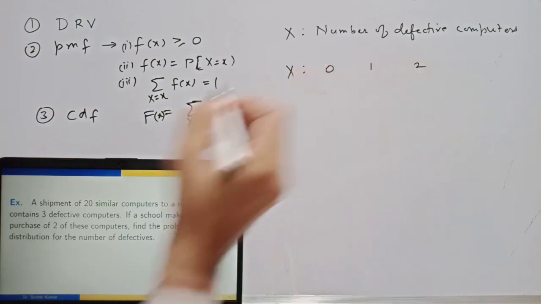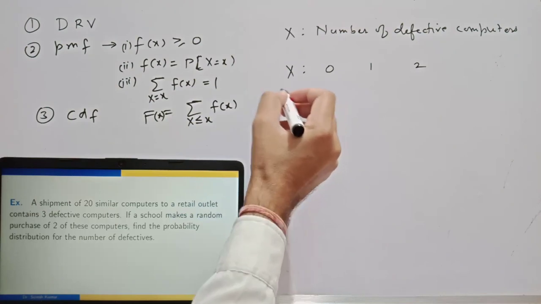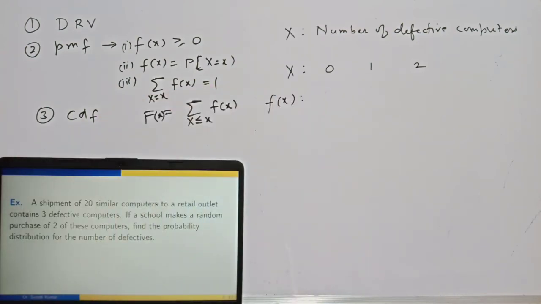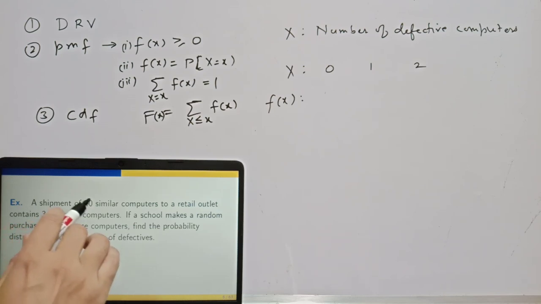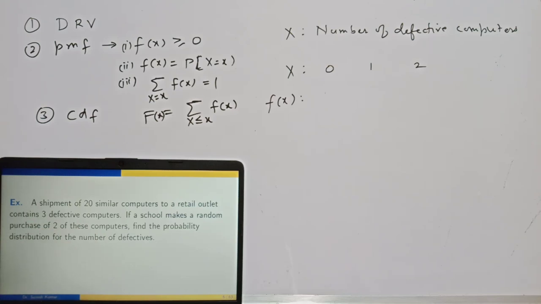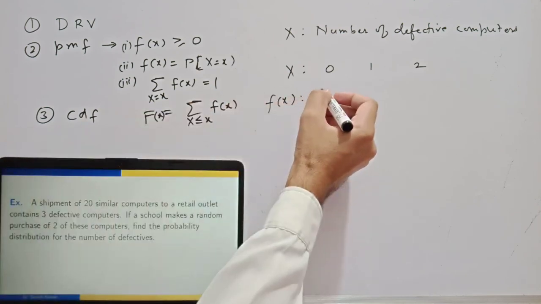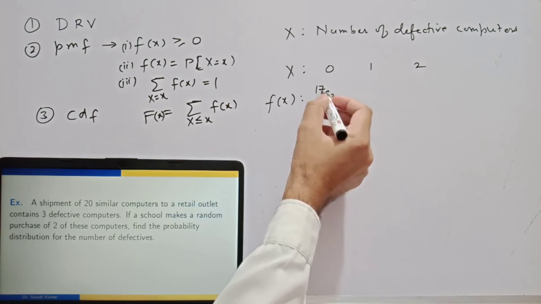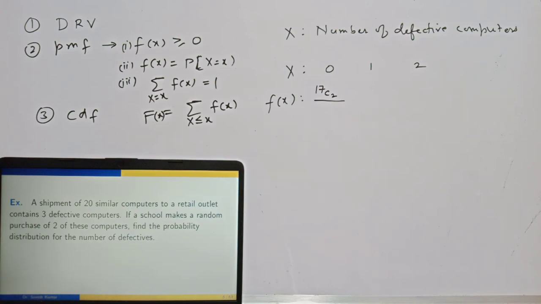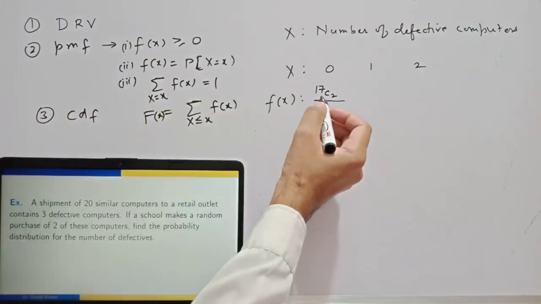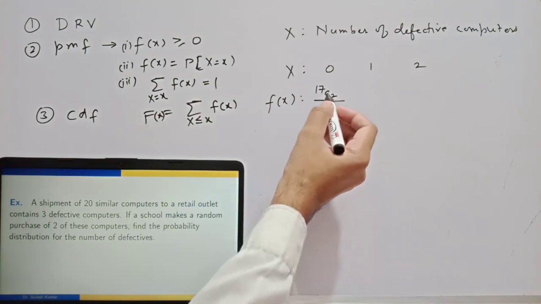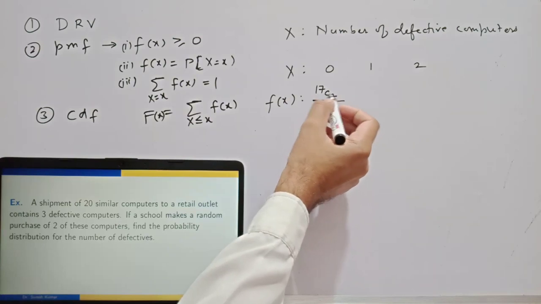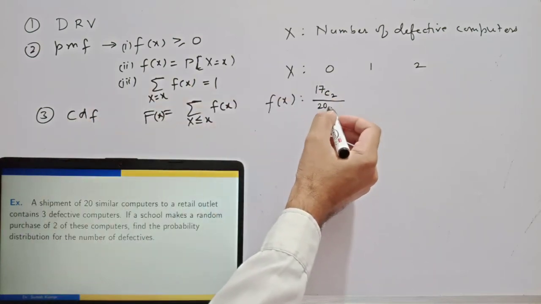0, 1, 2. Now write the probabilities for different values of x, because you need the probability distribution of the defectives. X equal to 0 means what? There is no defective. The total number of computers is 20. Out of those 20, 3 are defective. If no defective is there, both the computers are okay, not defective. So those are coming from 17 non-defective computers. So choosing 2 non-defective computers from 17 is this one. Total number of ways is 20C2.